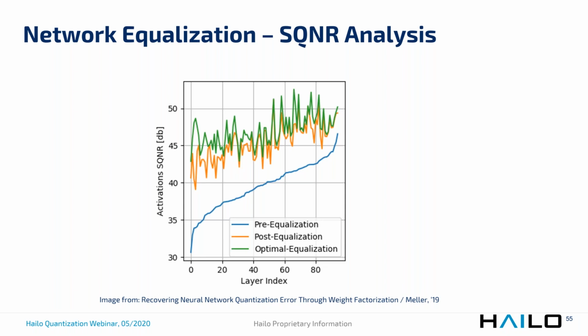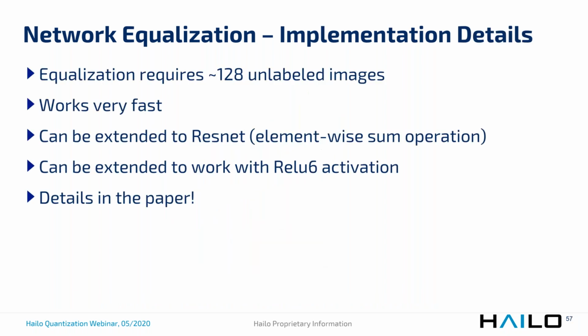And then we also have the green trend line, which is a theoretical trend line that we call optimal equalization, which represents the SQNR in the network that would happen if it was perfectly equalized, both in terms of weights and activations. So we are not able to reach that idyllic state of affairs, but we see here that our greedy equalization algorithm is very close to being optimal, even though it's very local. So that's great. Let's talk a little bit about some implementation details.